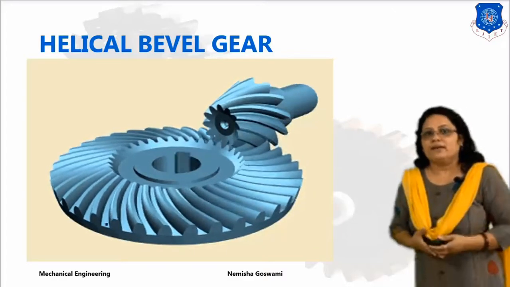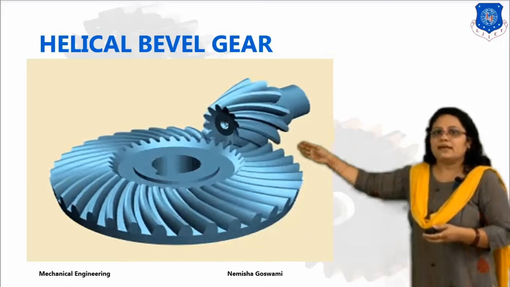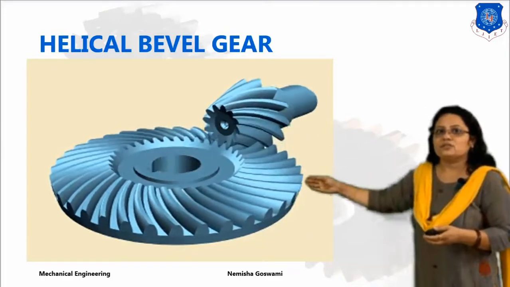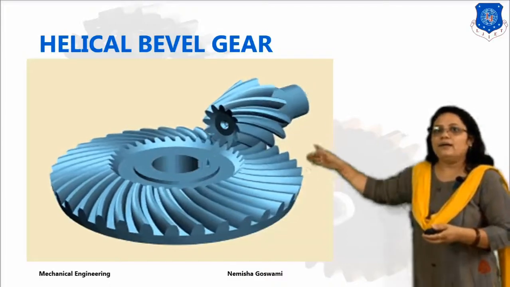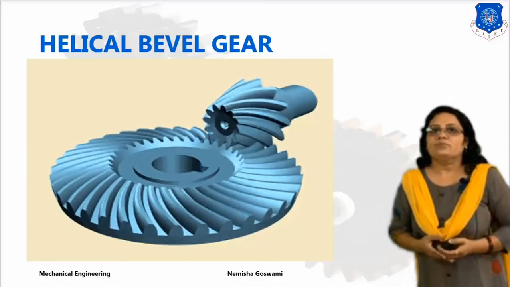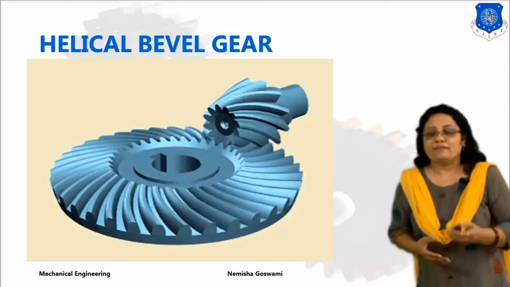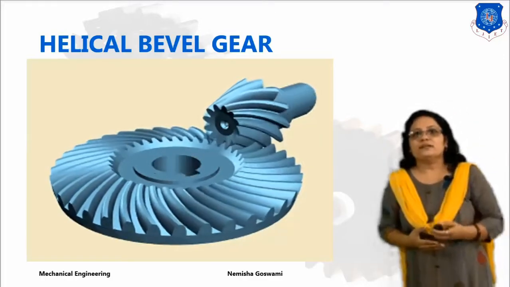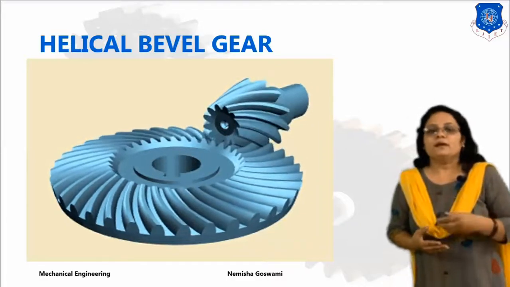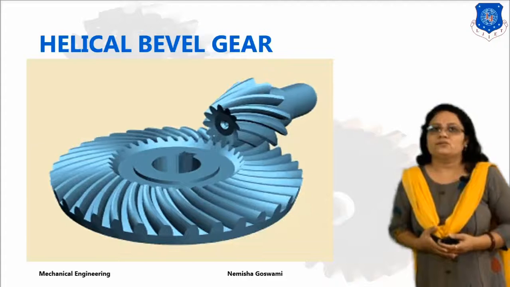What is the bevel gear? You can see in this diagram, the shaft axis of this gear and the shaft axis of another gear are at some angle. So this type of gear is known as a bevel gear. A bevel gear is a gear where the shaft axes are not parallel but at some angle with each other.